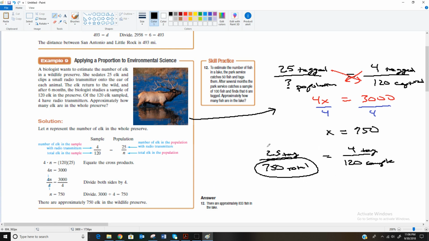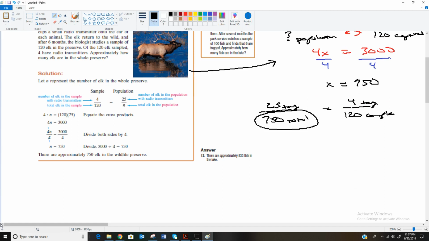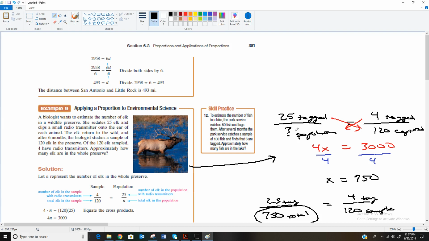And again, this is not perfect, but it's a way for environmentalists and biologists to at least estimate how many animals are in a certain area. So that's it for this lesson or section, what was that, 11.